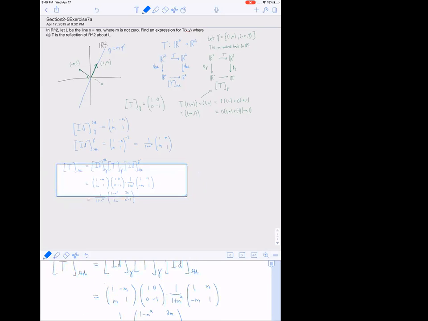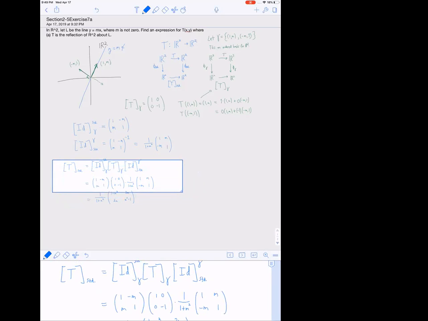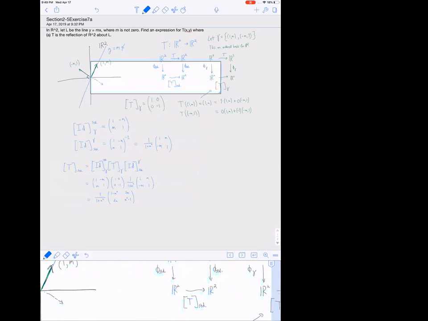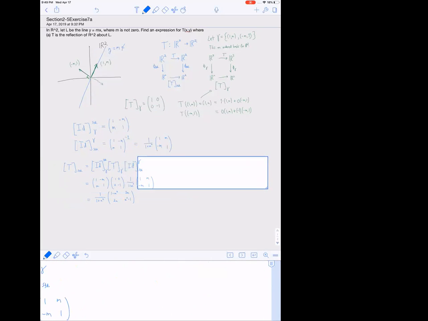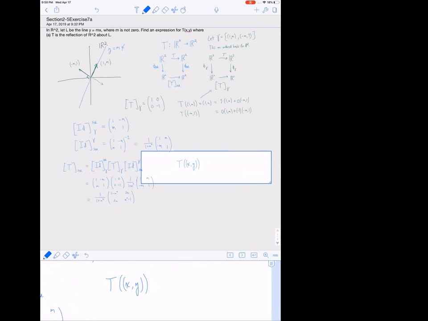Great. So that is the matrix for T with respect to the standard ordered basis, which means now if I think of T as being applied to an ordinary vector x, y, thinking of that in terms of the standard ordered basis, where I go x in the unit x direction and then y in the unit y direction, well, that's the same as multiplying a vector xy as a column vector by this matrix here. So I can write down the results pretty easily.